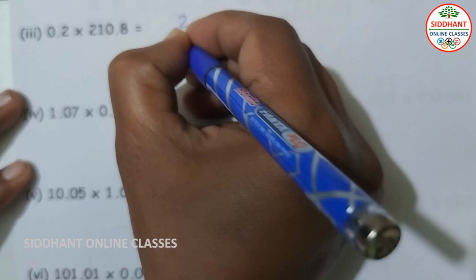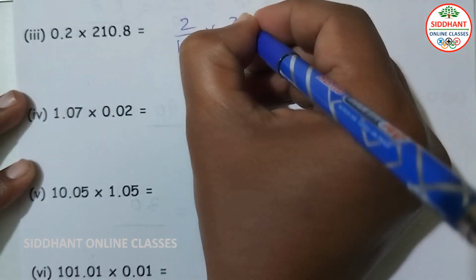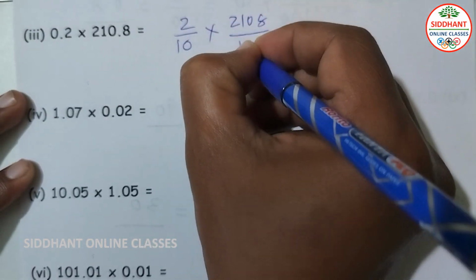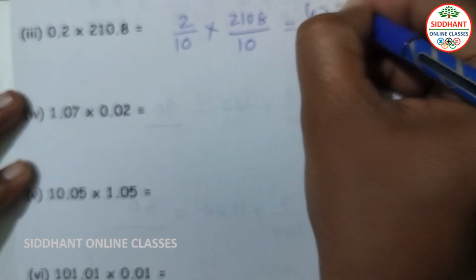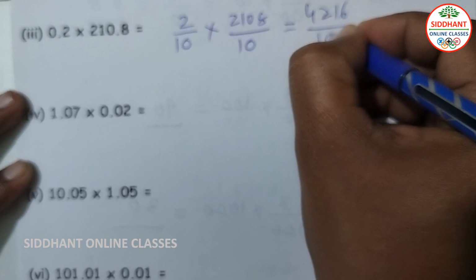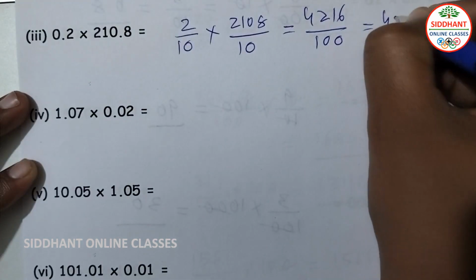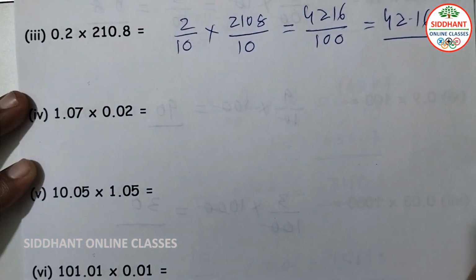Third one, 0.2 into 210.8. So here 2 by 10 into 2108 by 10. That equal to 4216 by 100. That equal to 42.16.